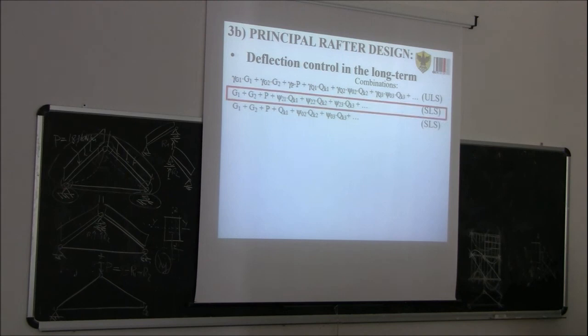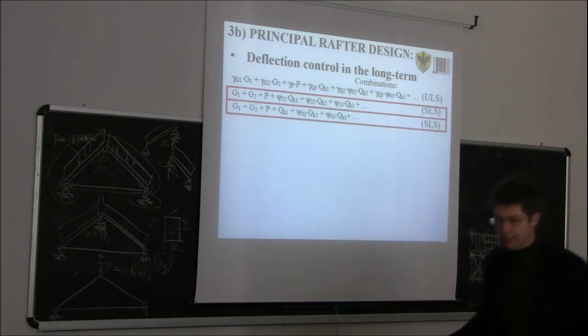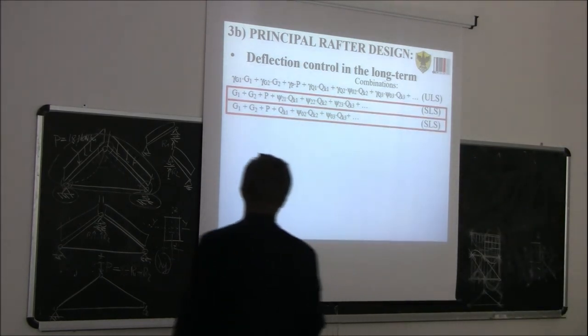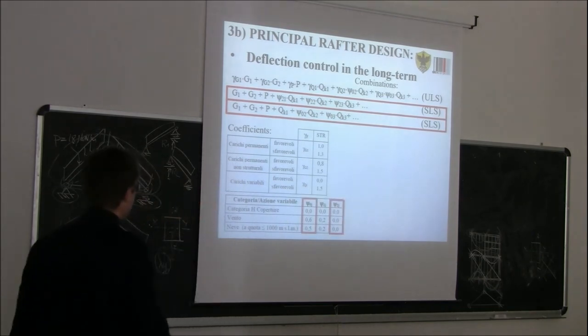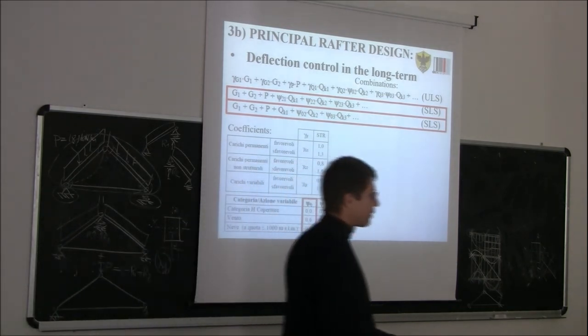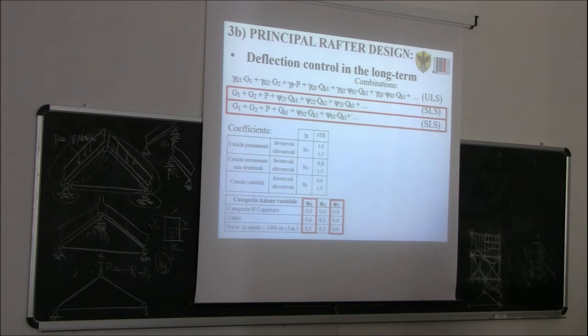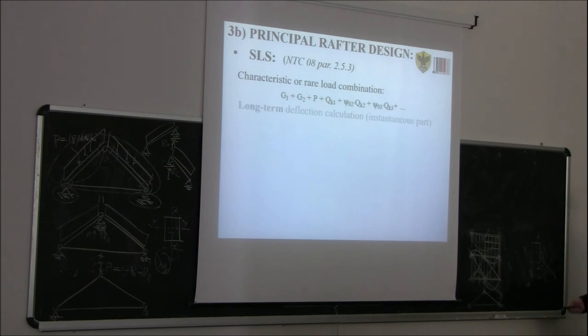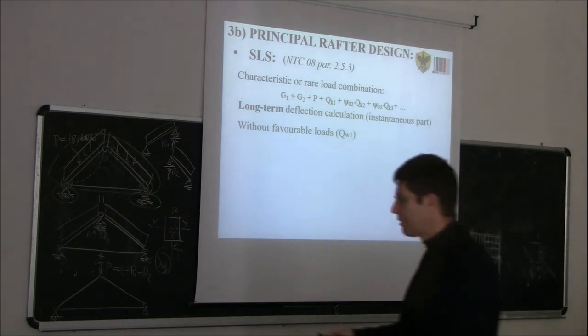For the long term, we need to consider both the characteristic and the quasi-permanent load conditions. Like yesterday, for the quasi-permanent, the variable loads do not produce any creep because the combination coefficients are all 0. So we need to calculate first the instantaneous part of the deflection and then the creep part.